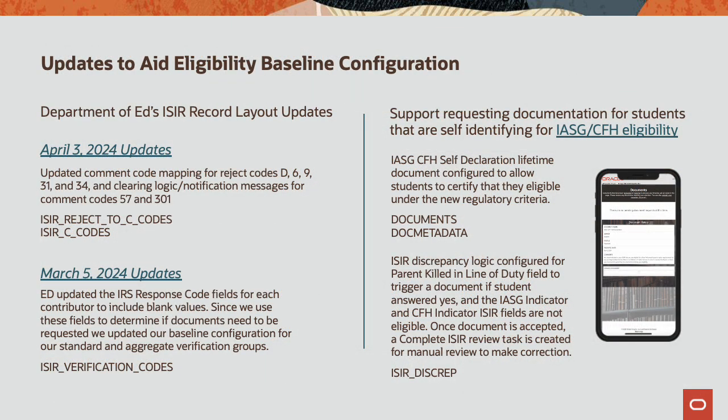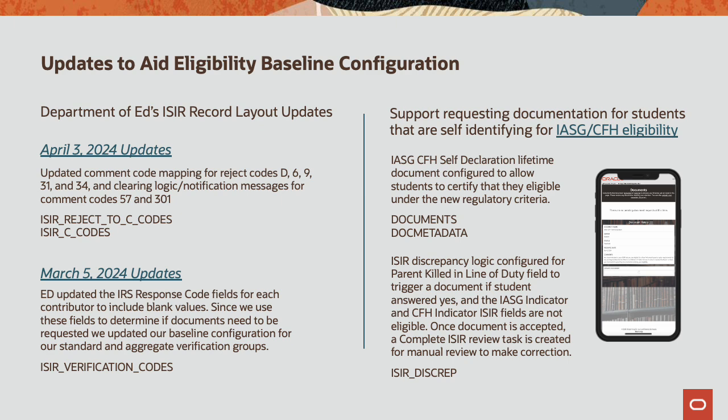Moving now on to the baseline configuration updates that were made within aid eligibility. The first one here was made to support the ISR record layout updates I just mentioned. We updated comment code mapping for reject codes D, 6, 9, 31, and 34, and clearing logic and notification messages for comment codes 57 and 301.